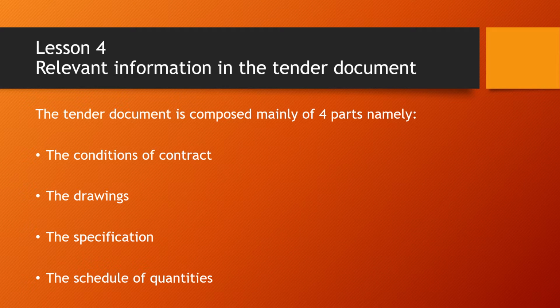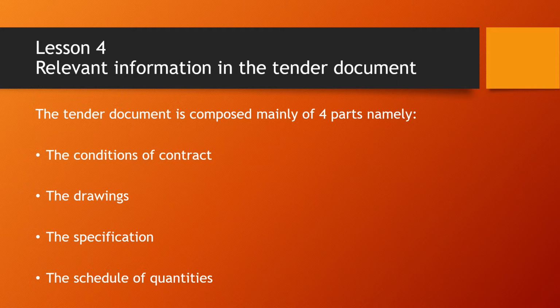The conditions of contract is usually at the front, and it's usually the pink pages. If your document is multicolored, these would be the pink pages. And then the drawings are right at the back of the document. Obviously, the drawings are white.